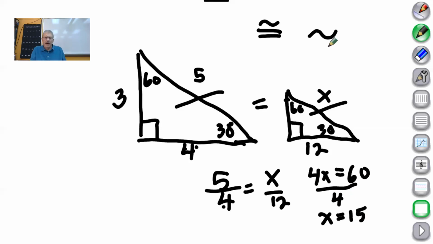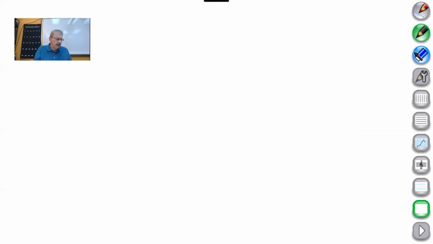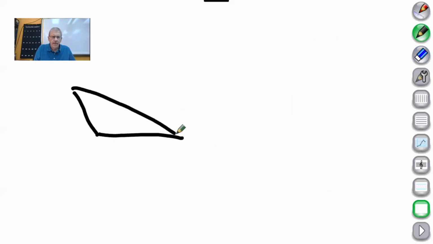So we were able to find this missing side right there. So that's how we can use these kinds of ideas. Another way we could use it is looking at this example in the book. They have this drawing right here, and they have this drawing right here. And the drawings should be similar, and they're probably not the best.